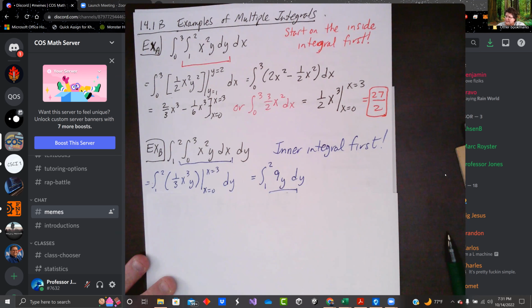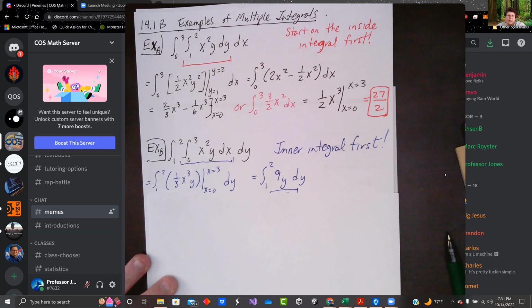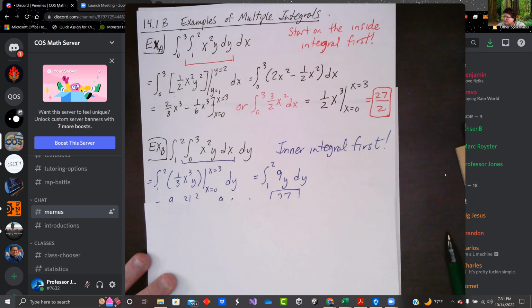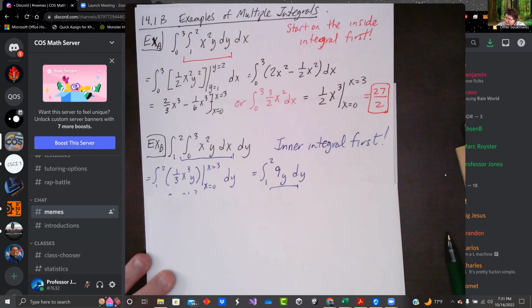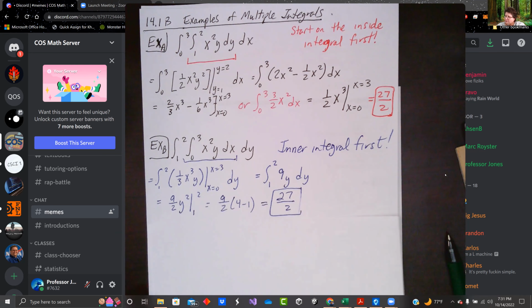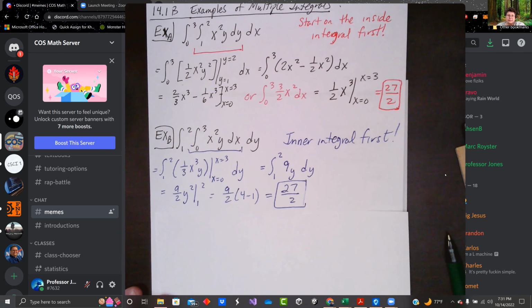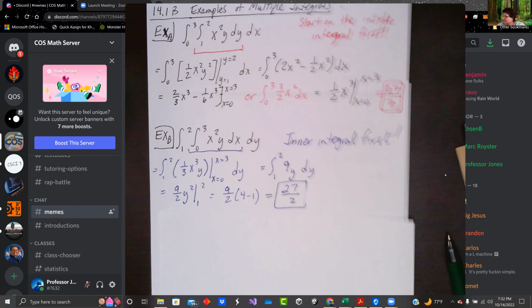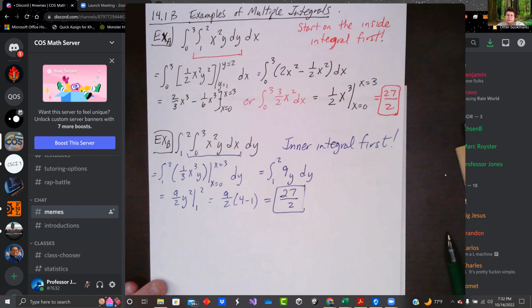When we integrate with respect to x first, we get 1/3 x cubed y. We are going from x equals 0 to x equals 3. So that just becomes the integral of 9y. The integral of 9y is 9/2 y squared. We're going from 1 to 2. So 9/2 times 4 minus 1, 9/2 times 3, is 27 over 2. Straightforward.